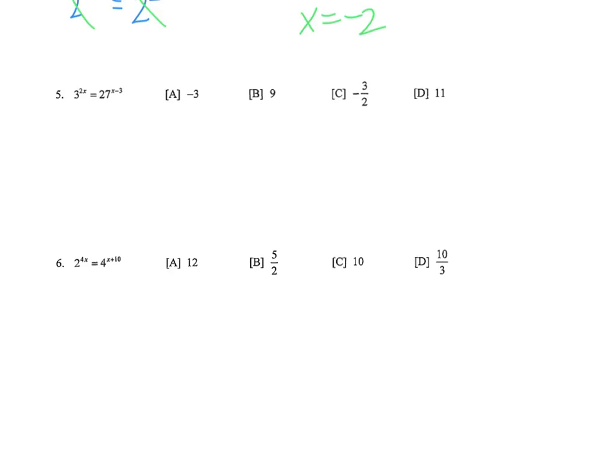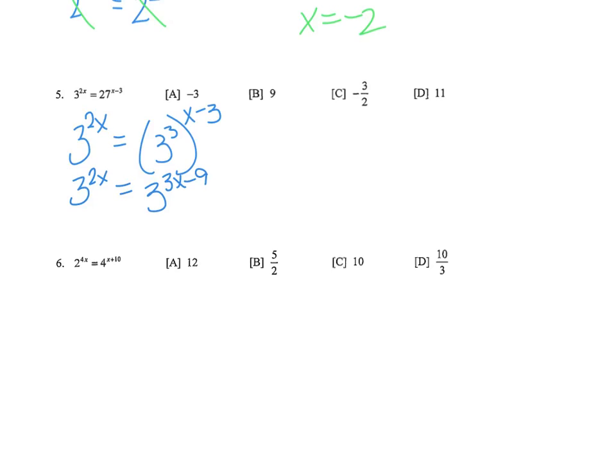Let me go through that one. We have 3 and 27, 3 to the first, 3 to the third, common base 3. That gives me the equation 3 to the 2x equals 3 to the third to the x minus 3. Common base 3, simplify your exponents. 3 to the 2x equals 3 to the 3x minus 9.